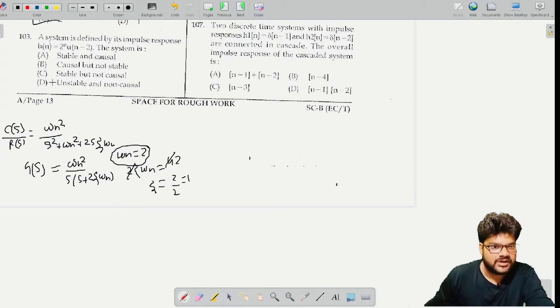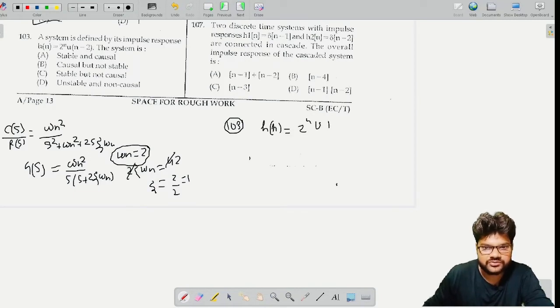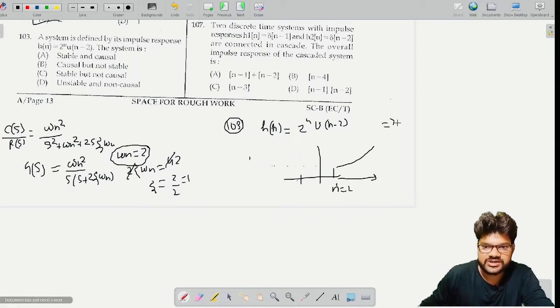The question is, a system is defined by its impulse response h[n]. In question number 103, we are given the impulse response of a discrete time system, that is 2 to the power n u of n minus 2. From this we can say that this system exists from n equals 2 to infinity, so h[n] equals 0 for all n less than 0. From this we can conclude that the system is causal.